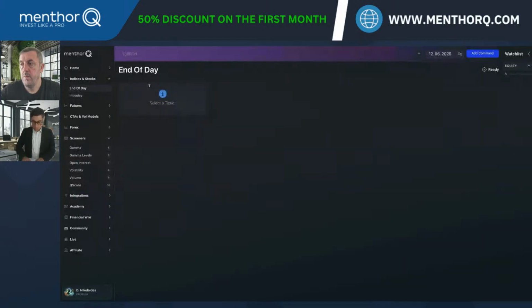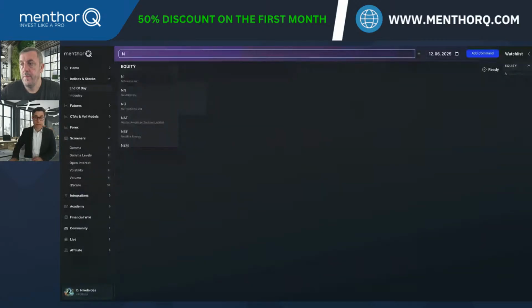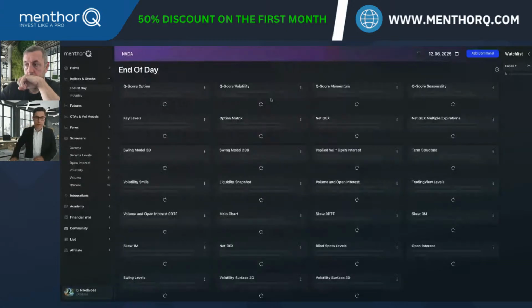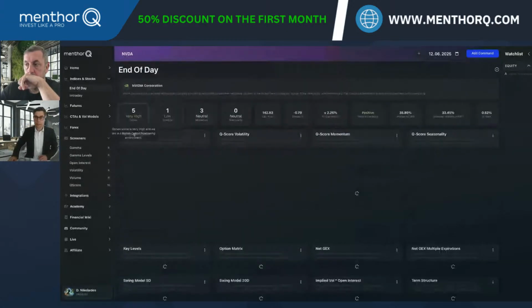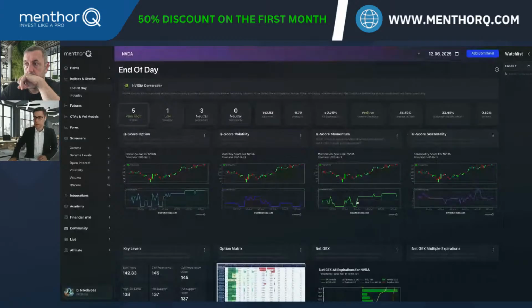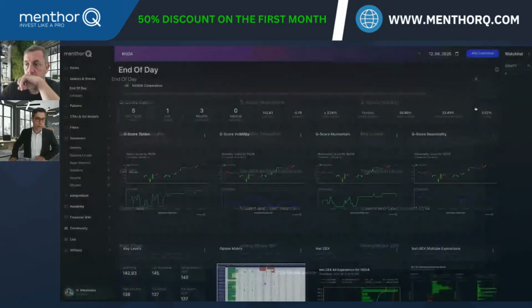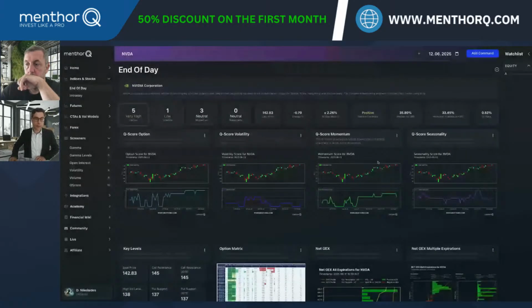Basically, like everybody's favorite stock, NVIDIA, you can see them right away here on the top. Let's forget about everything else, like here with the add command, you can take out things or add things. But what I want is that you focus here, where you have everything you need. Everything you need here for a proper trade is here. You have the expected move, all that stuff.